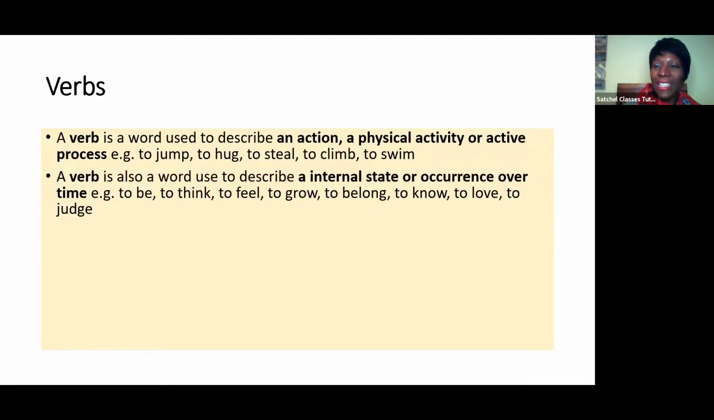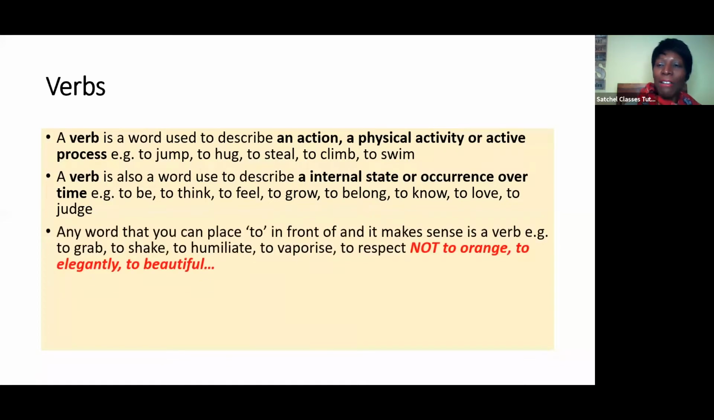We can't see people growing. We can't see people being. It's an internal state. It's an occurrence over time, and yet it's still a verb. So if we put to in front of a word and it makes sense, it's a verb. So to grab, to shake, to humiliate, to vaporize, to respect. We can see that these make sense with to in front of them and they're verbs.